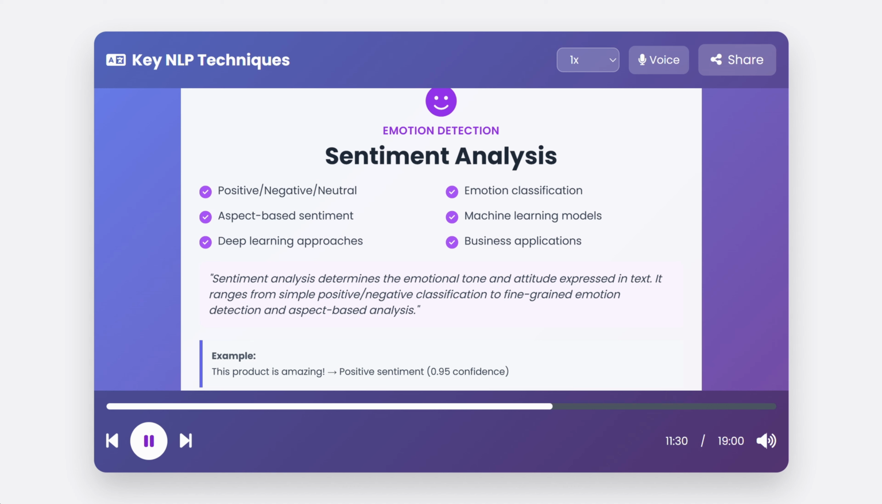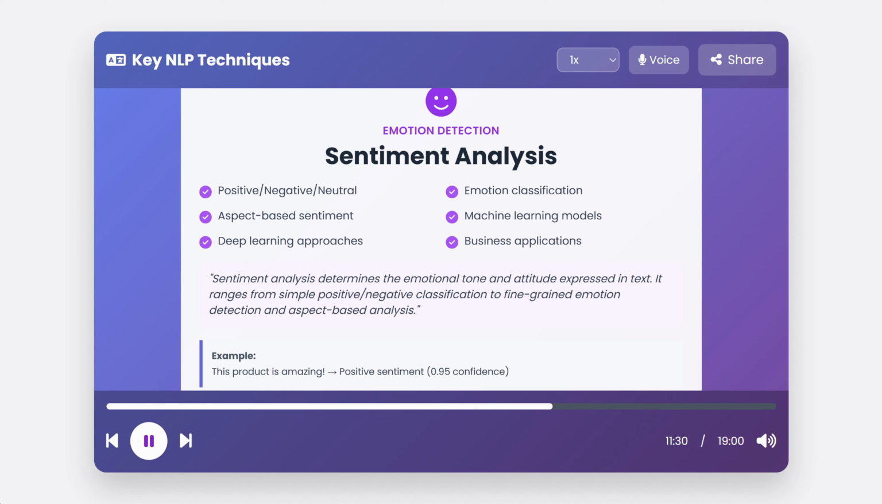Sentiment analysis determines the emotional tone, attitude, and opinions expressed in text. It ranges from simple positive, negative, neutral classification to fine-grained emotion detection and aspect-based sentiment analysis. Modern approaches use machine learning models, particularly deep learning with contextual embeddings, to capture nuanced emotional expressions.